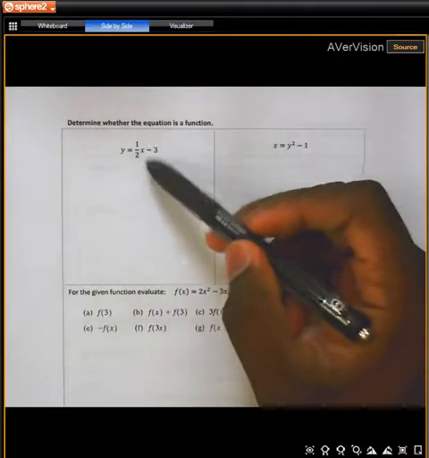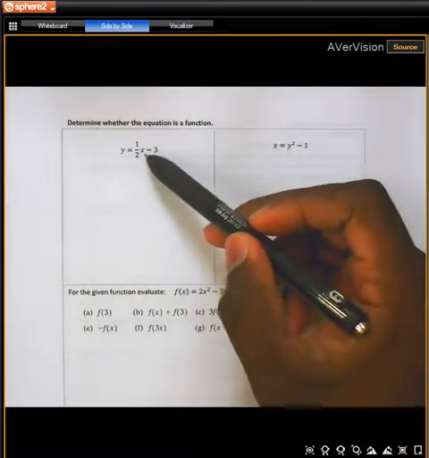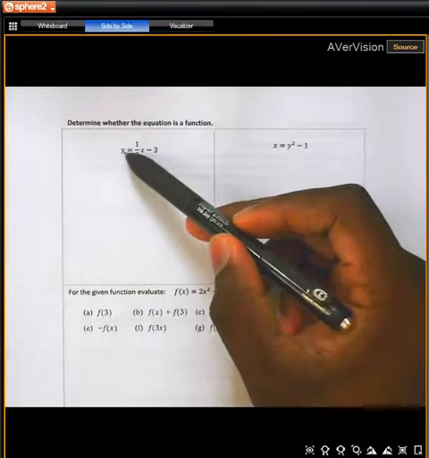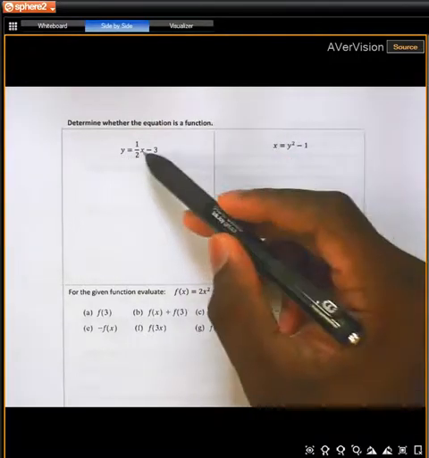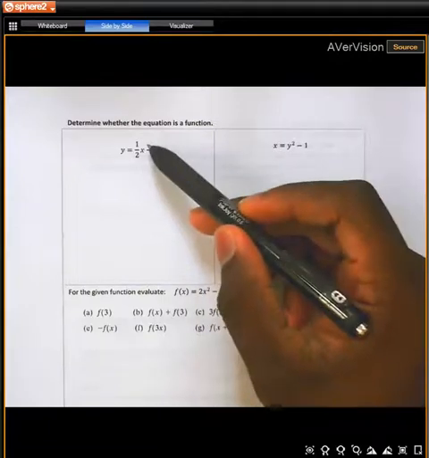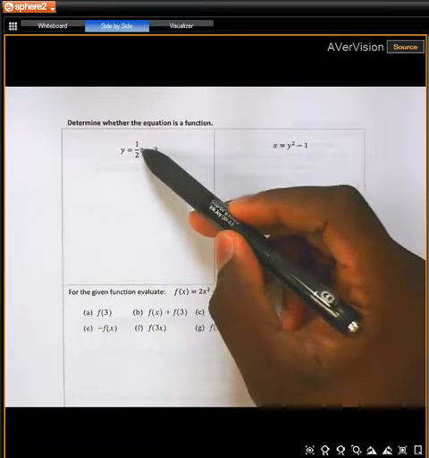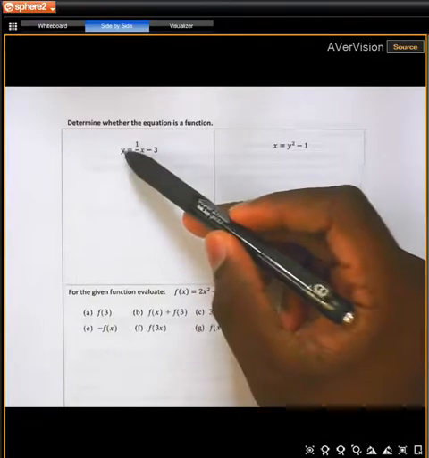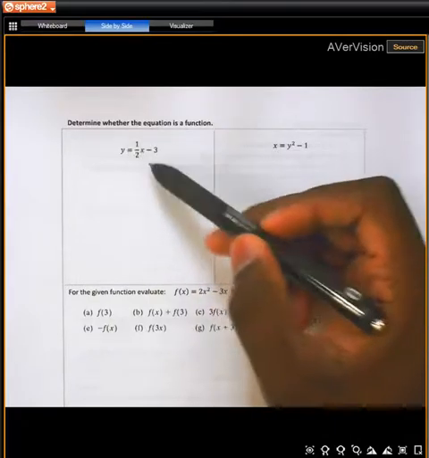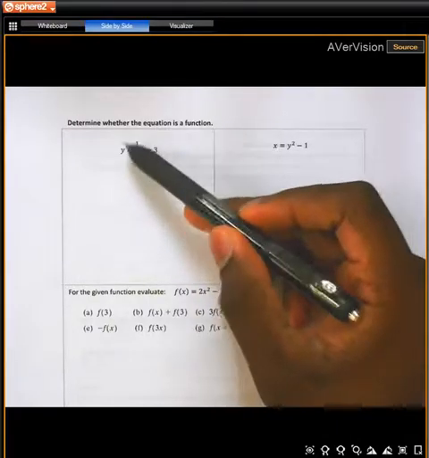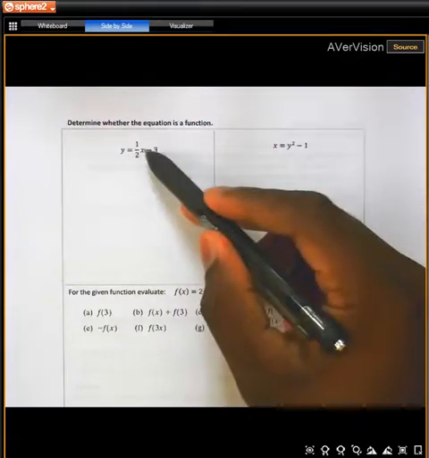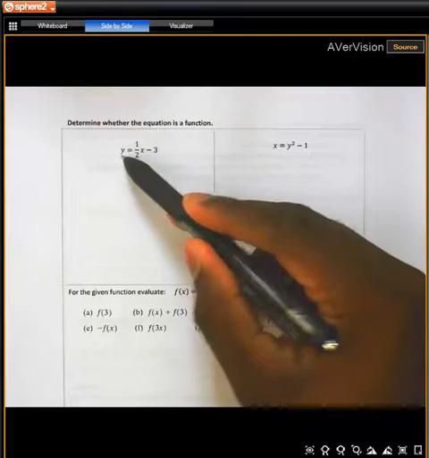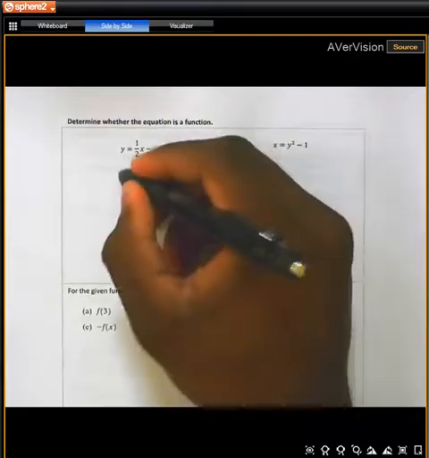So for any x value that we pick for this one, we're going to get a unique y value, right? If we pick 2, we're going to get -2 as our y value. If we pick -2, we're going to get -4 as our y value. So no matter what x value we pick in here, we're going to get a different y value. So this one is a function.